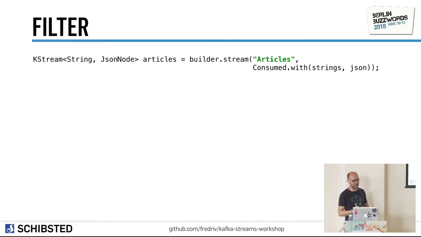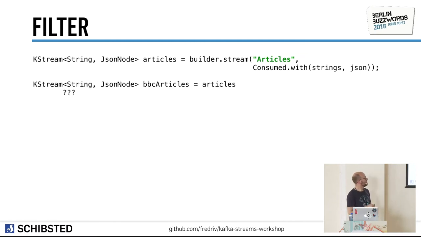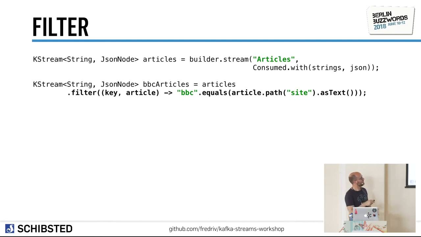All right, so I mentioned you can do filtering. We have our stream of article data from various news sources, and I want to fetch just the ones that come from BBC. If you know the Stream API in Java, this will look very similar. You do a call to filter. This takes in the key-value pair that you can do the filtering on, and you just return true or false depending on whether you want to keep the event or not. In this case, I'm just looking for the events where BBC equals the site of the JSON event.